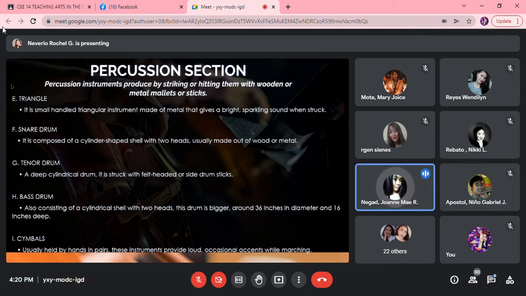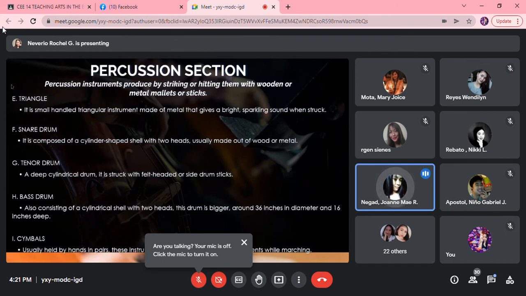Next is the tenor drum. A deep cylindrical drum, it is struck with felt-headed or side drumsticks. So, ang tenor drum is a deep cylindrical drum. So, cylindrical in shape ang tenor drum. So, ang tenor drum is tatluhan siya. Nakikita nyo yun sa banda. Yung tatlo siya, yung isa lang yung nagdadala pero tatlo yung drum. So, yun yung tinatawag na tenor drum.